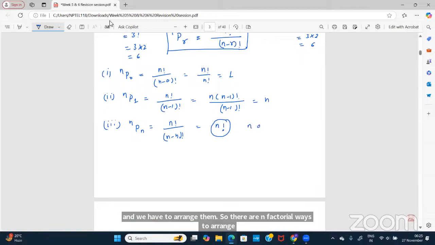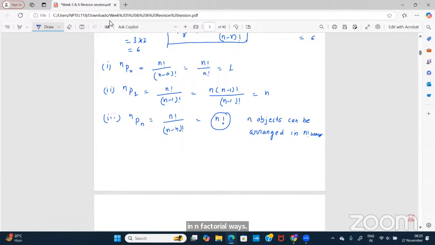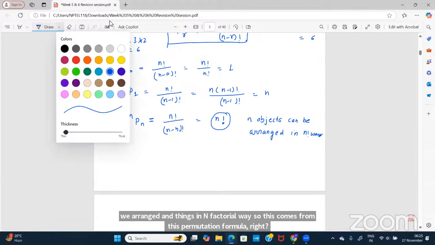Yes. Okay. So n objects can be arranged in n factorial ways, right? Is it clear how the formula came? Like we arranged n things in n factorial ways. So this comes from this permutation formula, right? Yes, okay, ma'am. Now let's take an example.